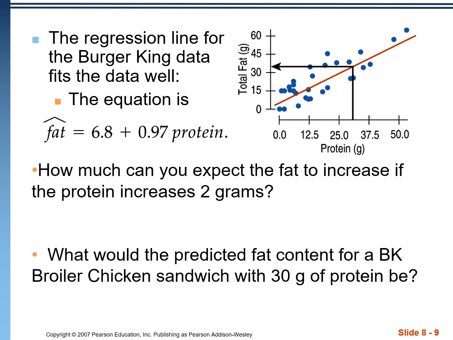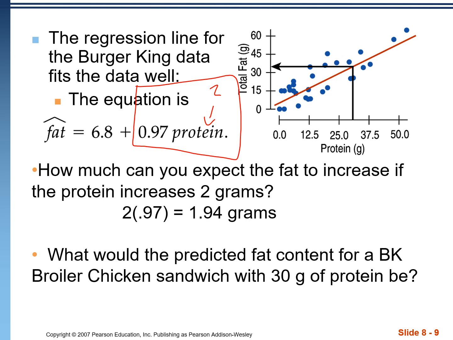How much can you expect the fat to increase if the protein increases by 2 grams? If the protein were to go up by 2, the fat would go up by 2 times that slope, 0.97, which would give us an expected increase of 1.94. Keep in mind that in actuality, we would see variation around that number. Lastly, what would the predicted fat content be for a Burger King broiler chicken sandwich with 30 grams of protein? We're just going to plug that in, and we get 35.9 as our predicted fat content.